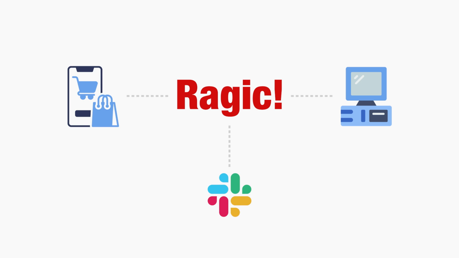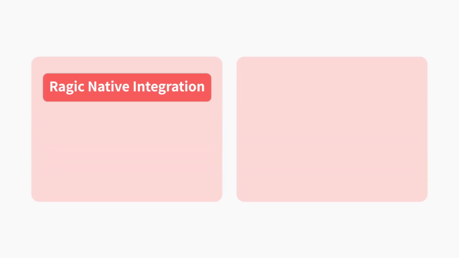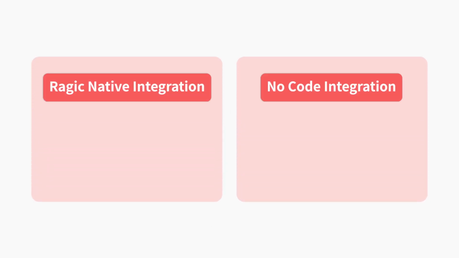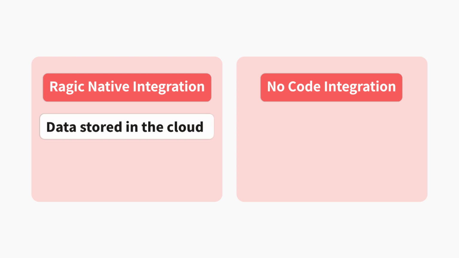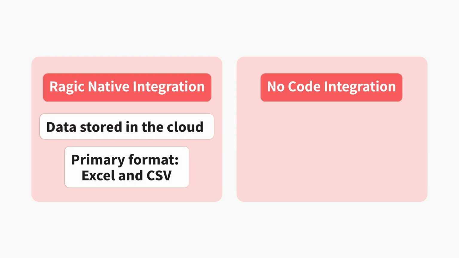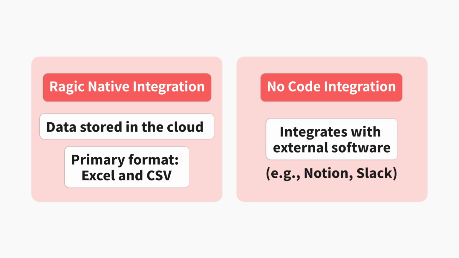This video will cover 5 methods of integration, split into 2 categories: Ragic native integration and no-code integration tools. If your data is stored in the cloud and mainly in Excel or CSV format, you can use Ragic's native integration. But if you want to integrate with external software like Notion or Slack, you'll need no-code integration tools.